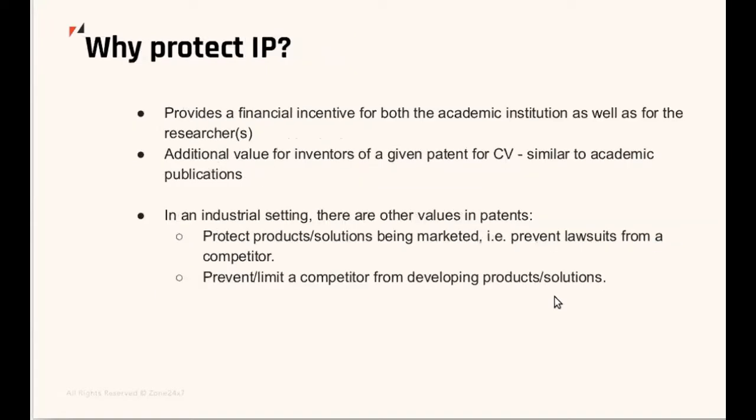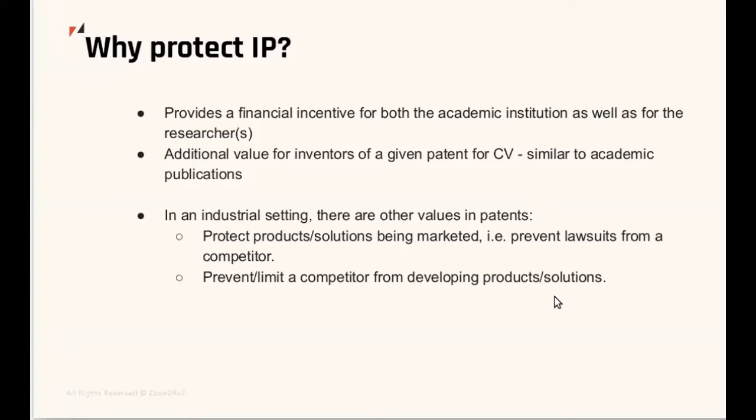Okay. So why protect IP, which includes patents? First, it provides a financial incentive for both the academic institution as well as for the researchers. And there's also the additional value for inventors of a given patent for the resume or the curriculum vitae, CV. In certain audiences, it has a similar value to an academic publication. I know this is arguable, but this could be an interesting opportunity for an individual to improve their resume or the CV in this manner.